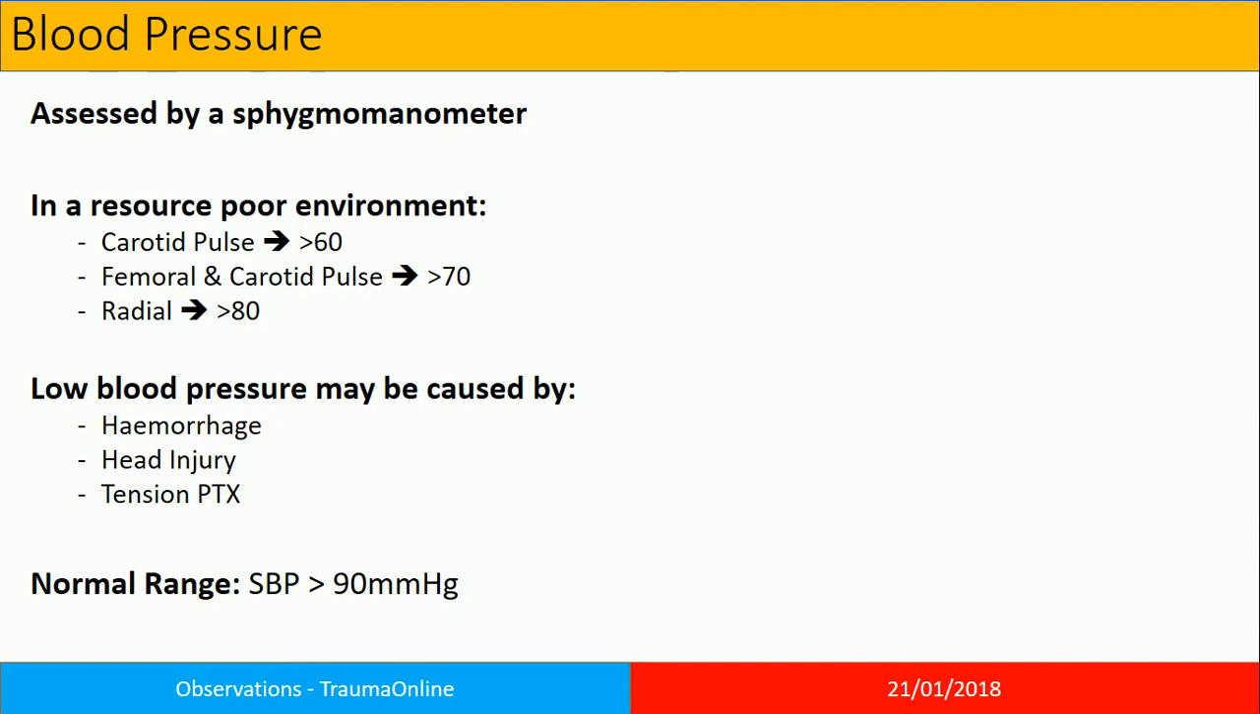A drop in blood pressure can be caused by a number of things, including bleeding, a head injury, or what's called a tension pneumothorax, and the mechanisms of these will be explained later on in the course when we talk about these injuries.